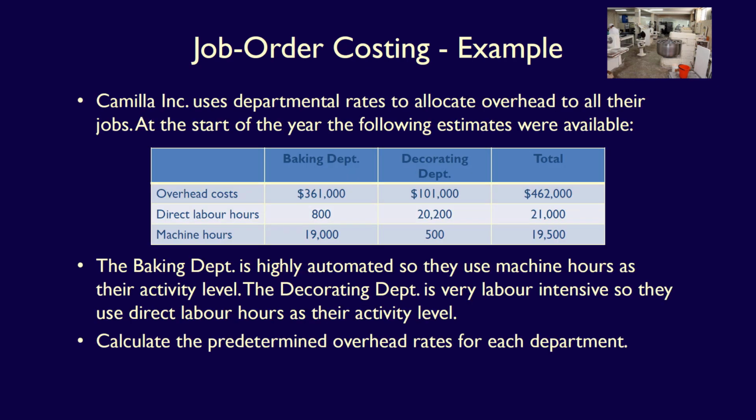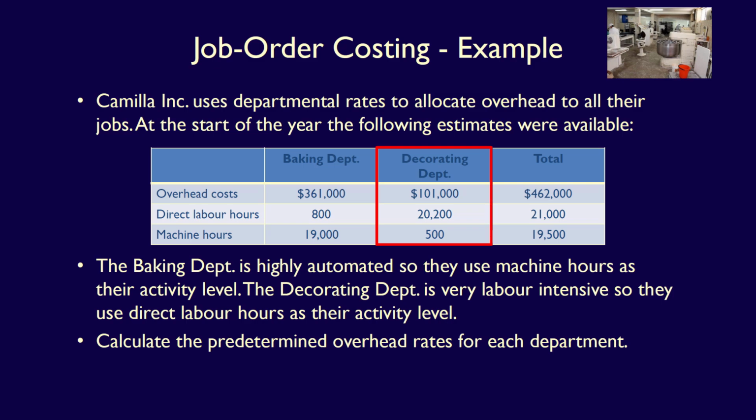Camilla Inc. uses departmental rates to allocate overhead to all of their jobs. At the start of the year, the following estimates are available. Baking department, estimated overhead costs, $361,000. Estimated direct labor hours, 800. Estimated machine hours, 19,000. Decorating department, estimated overhead costs, $101,000.